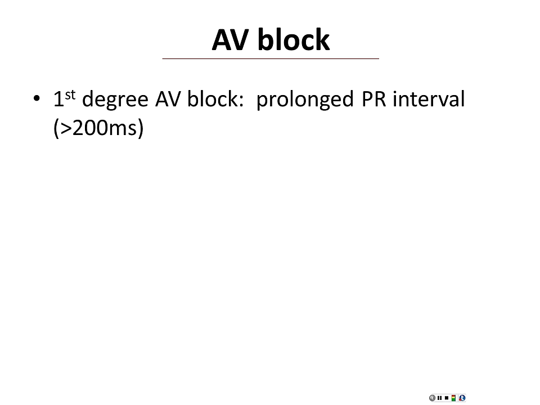Okay, second degree AV block. Here's where terminology gets mixed up. So second degree AV block in and of itself implies that you have dropped beats. And dropped beats means that your sinus node fired and the conduction went down to the AV node and it didn't make it past the AV node. So second degree AV block has to have a P wave without an associated QRS. But there's two types of second degree AV block.